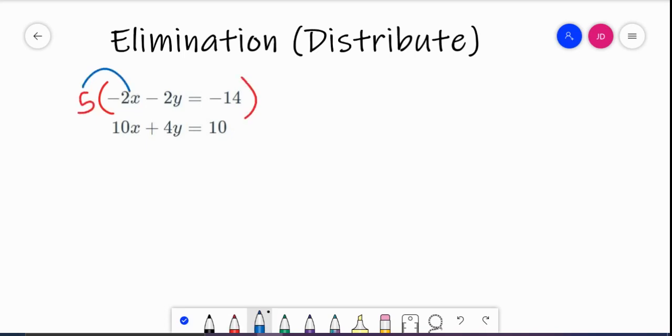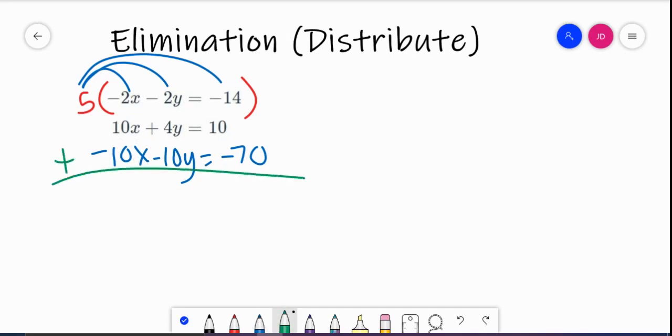You would get negative 10x. 5 times negative 2y is negative 10y. And 5 times negative 14 is negative 70. Now you get a new system of equations where you can just add them together and now they can cancel out. So if I add these together, these would cancel out. 10x minus 10x cancels. All right, 4y minus 10y is negative 6y. And 10 minus 70 is negative 60.